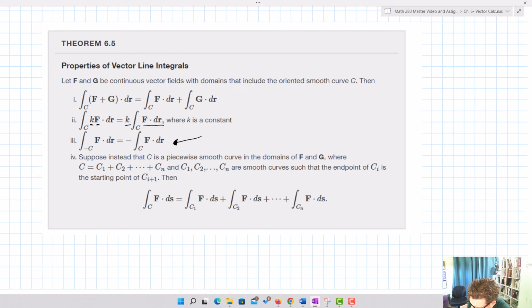We have the integral of F dot dr over negative C is going to be negative the integral along C of F dot dr. So this is the reverse orientation. Remember, negative C is the reverse orientation of C. And so that actually might come in pretty handy for us.